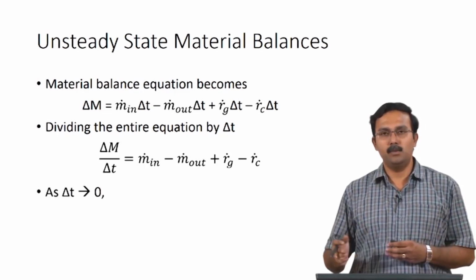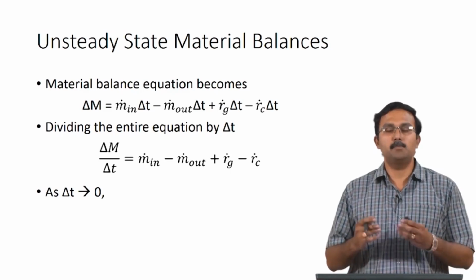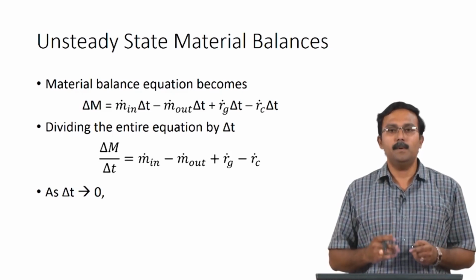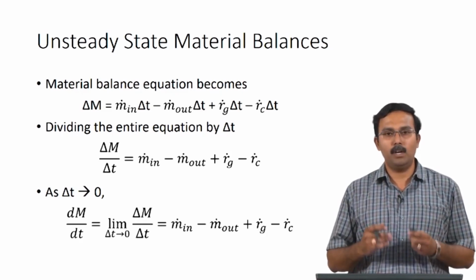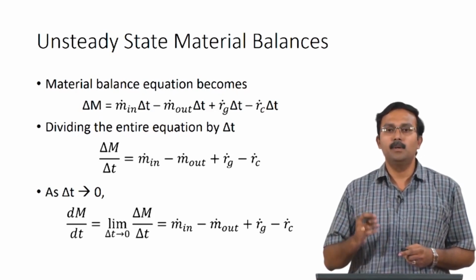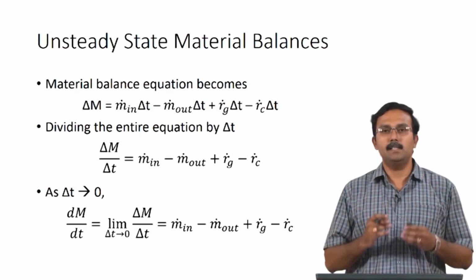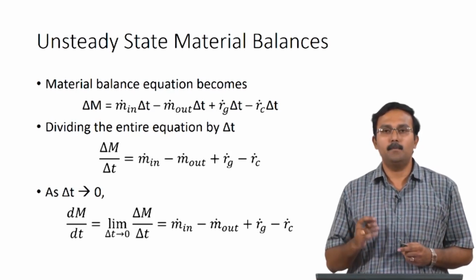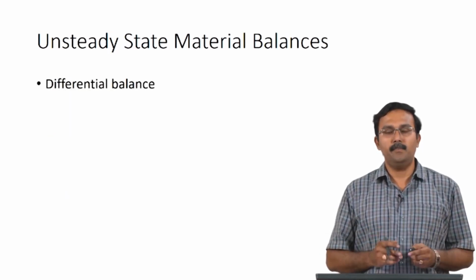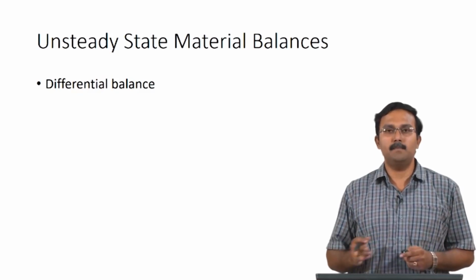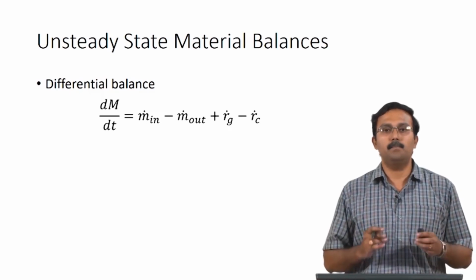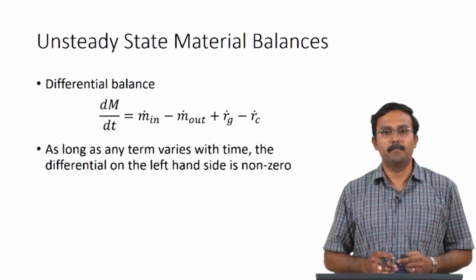As delta t tends to 0, basically as delta t becomes smaller and smaller and becomes infinitesimally small, this equation can be further modified to dm by dt equals limit delta t tends to 0, delta m by delta t equals m dot in minus m dot out plus r dot g minus r dot c. So, the differential balance equation for an unsteady state material balance would be dm by dt equals m dot in minus m dot out plus r dot g minus r dot c.